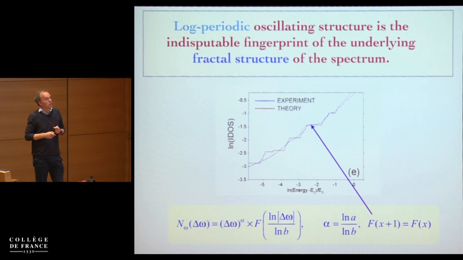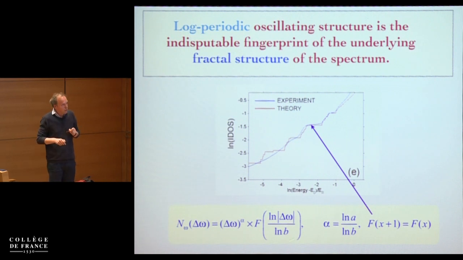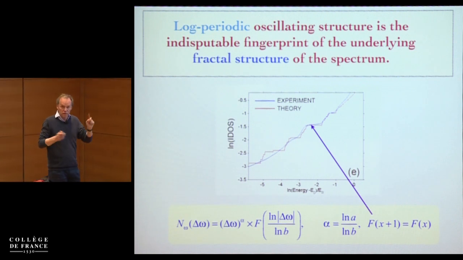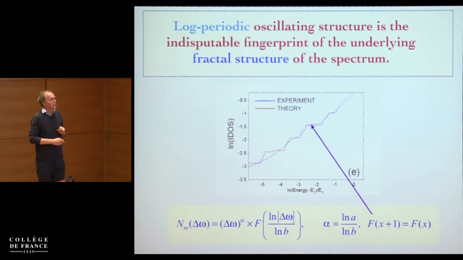We said that those log-periodic oscillations are the indisputable fingerprint of the underlying fractal structure of the spectrum, which means that having just this counting function, the integrated density of states as a function of energy, and just a power law, even with a non-trivial power, is not enough to decide that we have a fractal. You need also this part, which are those log-periodic oscillations. This is essential to say that this is a fractal and not something else. Okay, so all this we said.